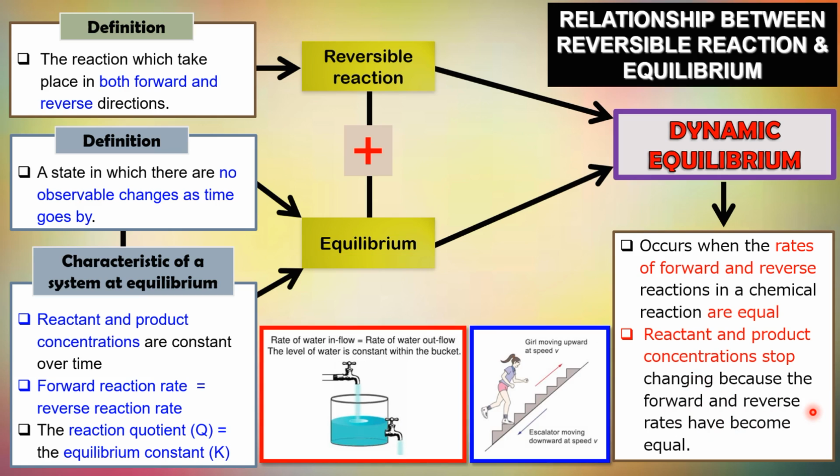Alright, so for example, like this analogy in our daily life: the rate of water inflow is equal to the rate of water outflow. Then we can see the level of the water is constant within the bucket, which means the system has already achieved equilibrium.